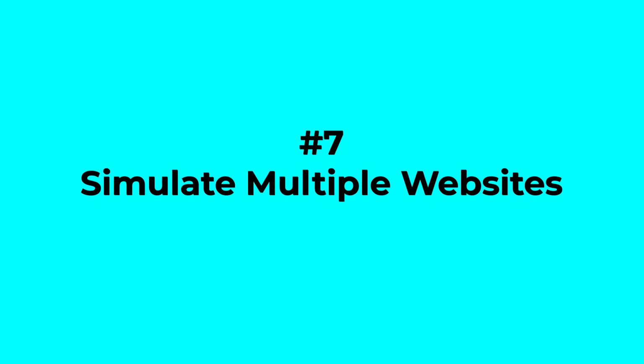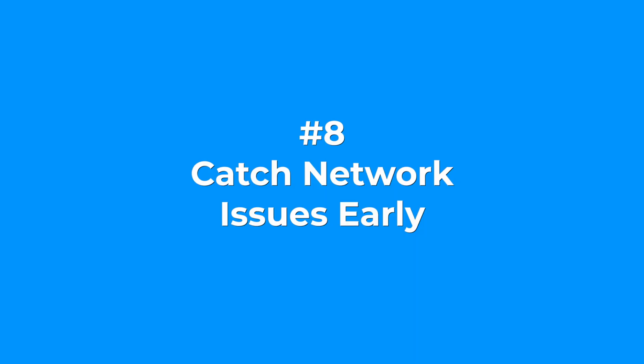And the next reason is to simulate multiple websites. If you need to host more than one site on the same server, you could try that out on IIS with different ports or domains. Another important reason is that you could catch network issues early. It's always great for fighting firewall or port problems before you go live. That way, you're not scrambling at the last minute.